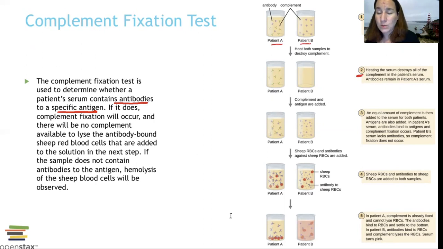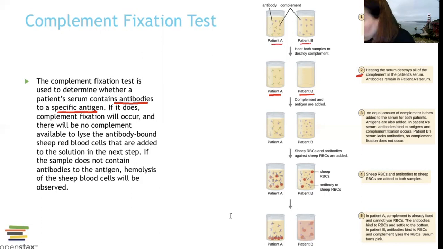Nope, they don't. They denature, because we said protein structure was key to proteins. So if you heat them up, they're gone. Poof, gone. So now all we're left with is patient A and their antibodies, and there's nothing in the patient B serum now. Now we're going to add stuff in and see what happens.